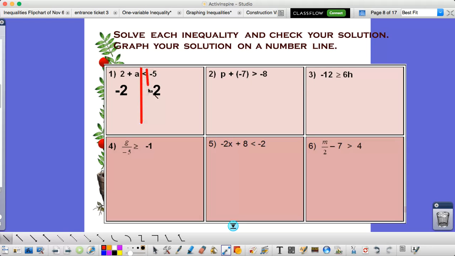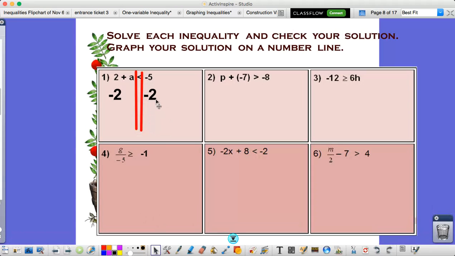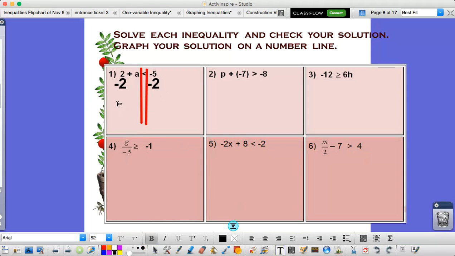Okay, and you guys have a quiz on Wednesday. All right, so we subtract the 2 to get rid of this 2 on this side. So we subtract the 2, and we're left with a. We have our less than sign. It stays the same, and then -7.